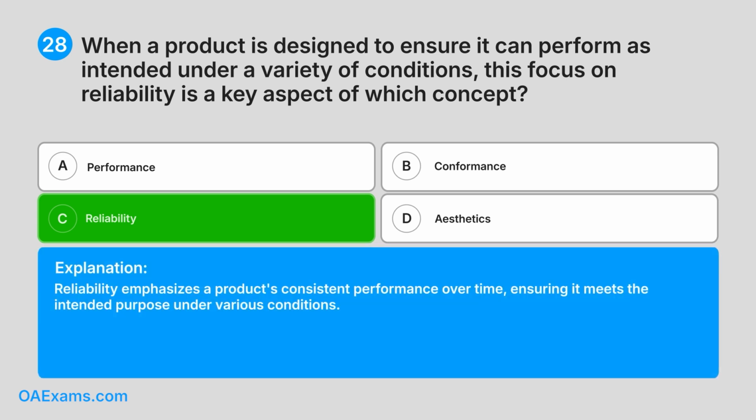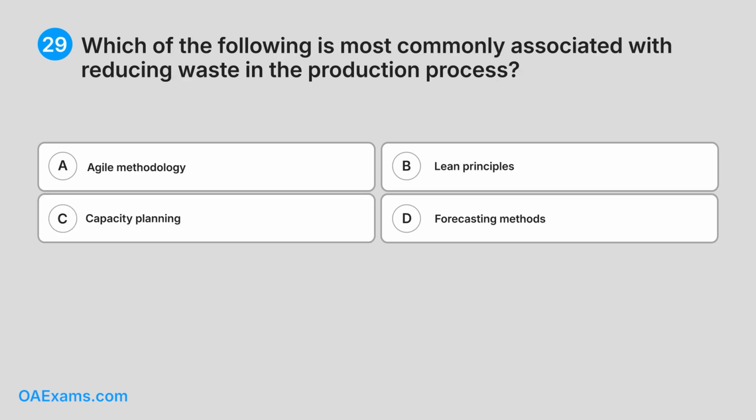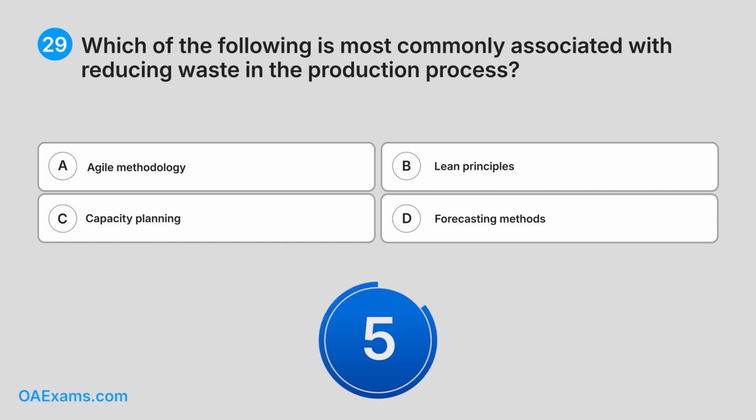Reliability emphasizes a product's consistent performance over time, ensuring it meets the intended purpose under various conditions. 29. Which of the following is most commonly associated with reducing waste in the production process? A. Agile methodology. B. Lean principles. C. Capacity planning. D. Forecasting methods. Do you know the answer?